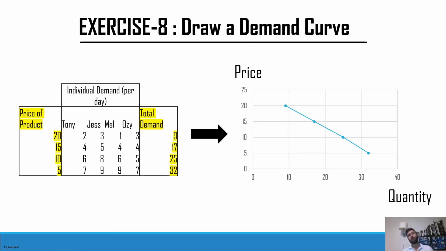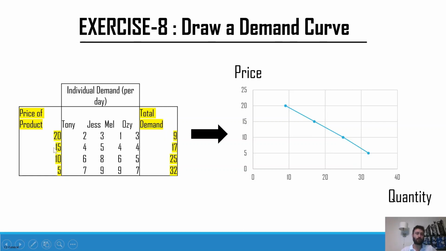So let's draw a demand curve and understand the concept better. Let's imagine that you have a product company and you are selling your product at $20 for the first week. As you can see here, there are 4 customers: Tony, Jess, Mel, and Ozzy. For the $20, Tony buys 2, Jess buys 3, Mel buys 1, and Ozzy buys 3. So total demand for your product at $20 is 9.